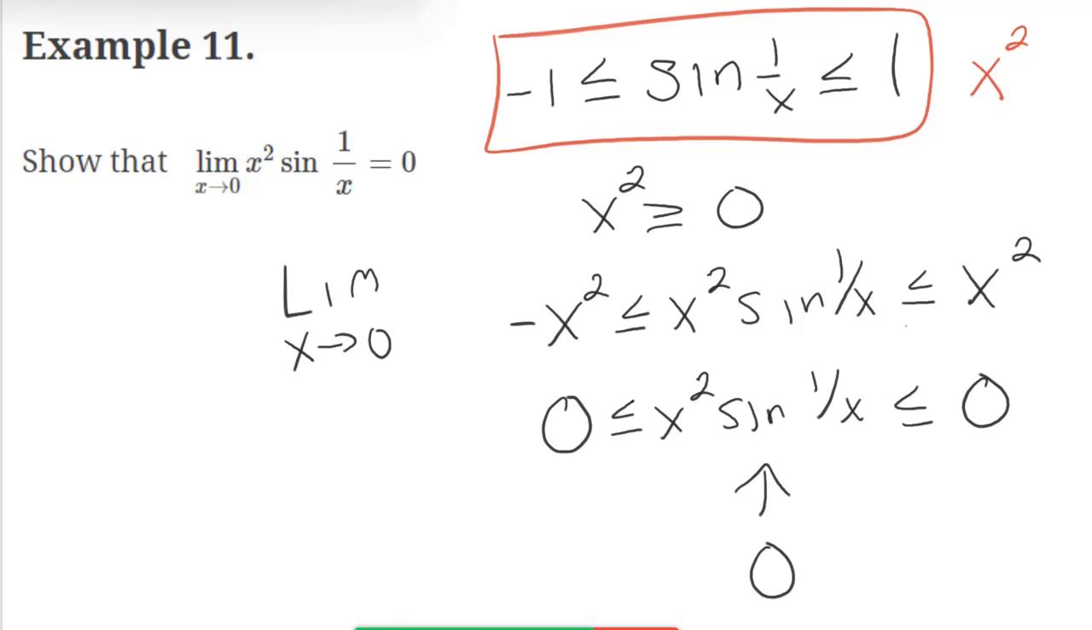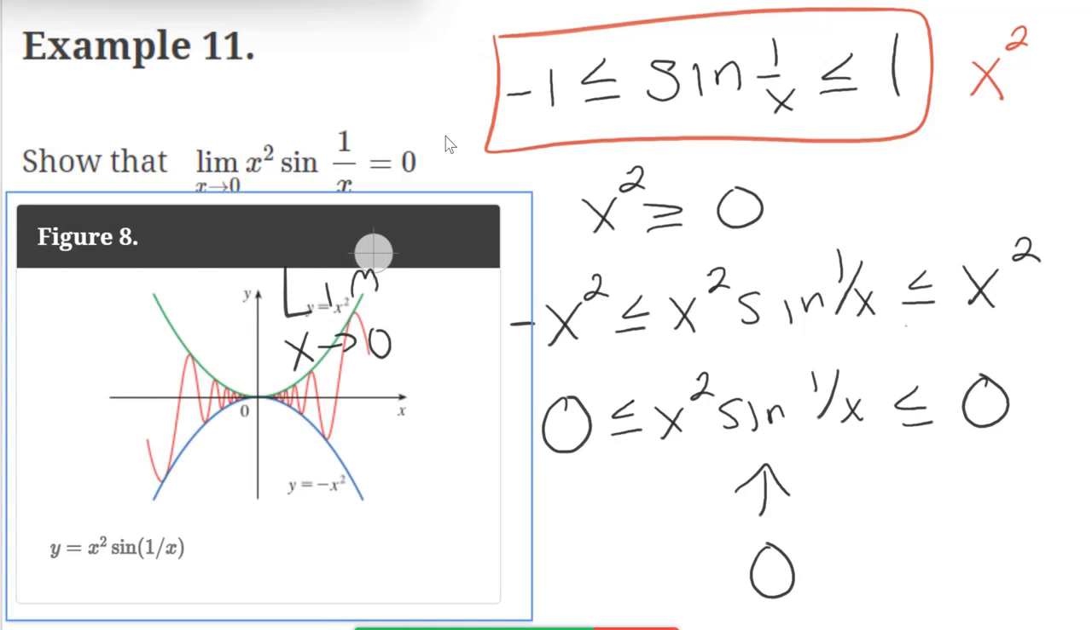So in essence, what we knew is that it had to be between these two numbers. I don't know what it is, but I know it has to be between those two numbers. So we took the x squared that was here and multiplied it through. Then we can take the limit of that to figure out where it's got to be.